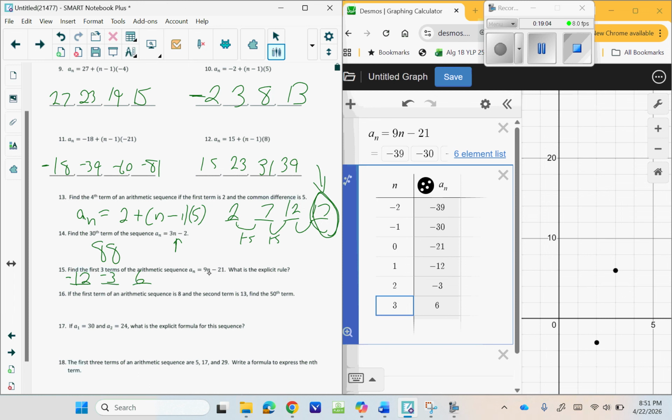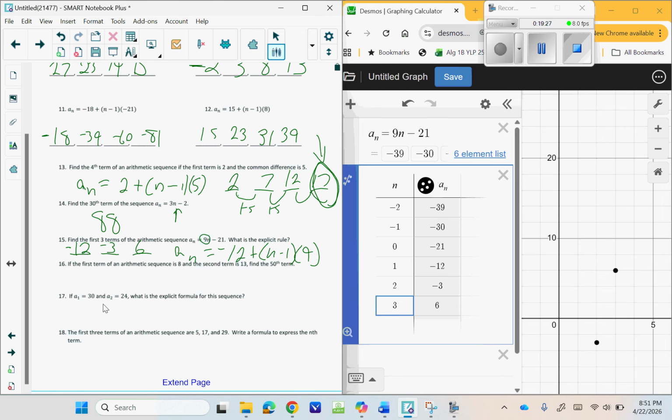And remember, this is my common difference right here, that slope. So I can easily write the explicit rule. I'm going to say my first term is -12 plus n minus 1 times 9. And that is the same rule that's equal to the linear equation.